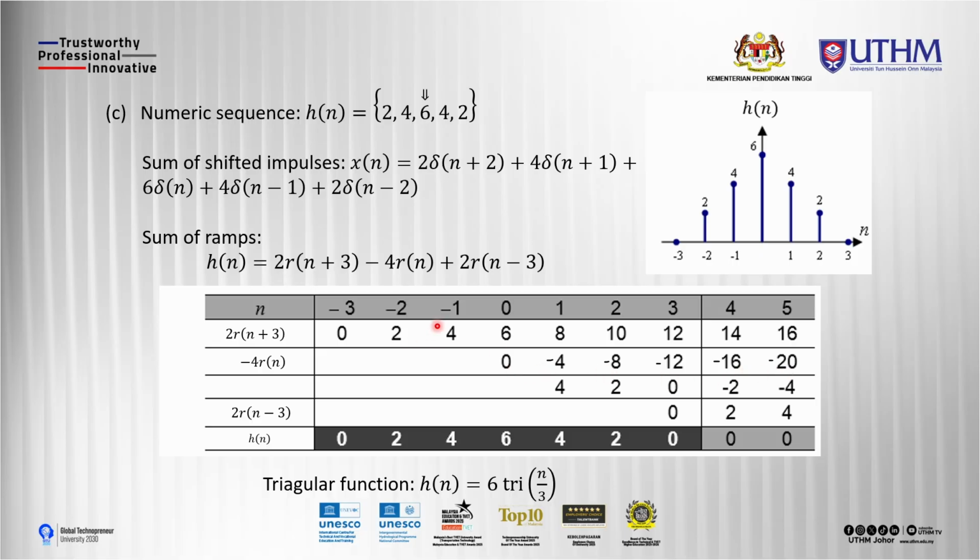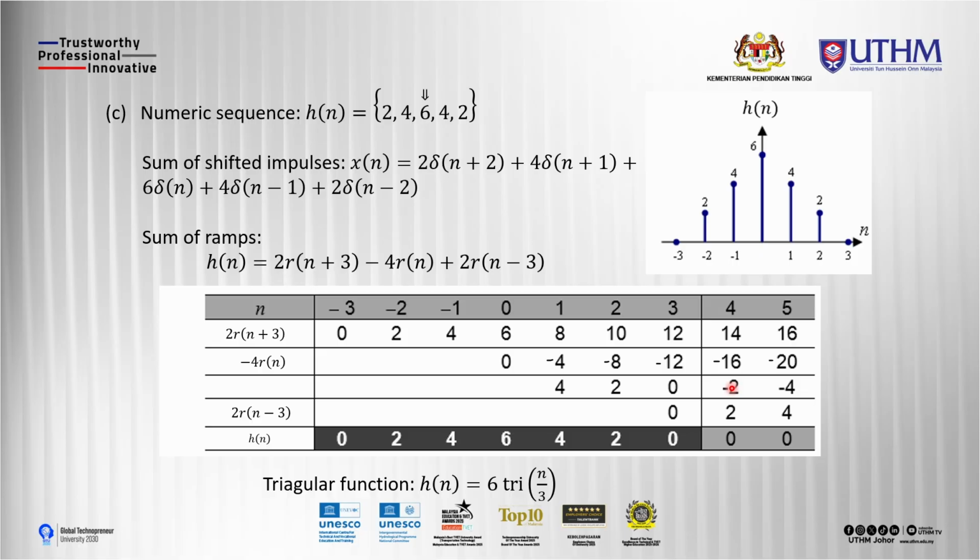Then you sum up: 8 minus 4 you get 4, 10 minus 8 you get 2, 12 minus 12 you get 0, 14 minus 16 you get -2, 16 minus 20 you get -4. You check again: 0, 2, 4, 6, 4, 2, and 0 is what you like. What about -2, -4? This signal you don't want, so you need to remove or eliminate it.